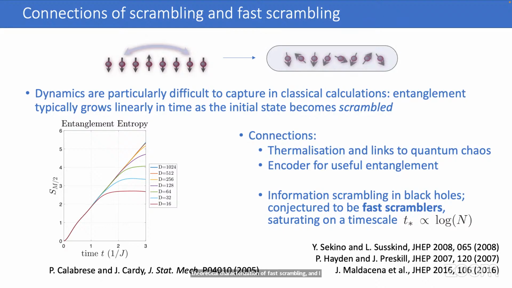But yes, I'll come in a moment to the question of how you demonstrate fast scrambling, and indeed, you can look at all of the random quantum circuits that people have done in order to demonstrate quantum advantage, and say these are examples of scrambling dynamics.